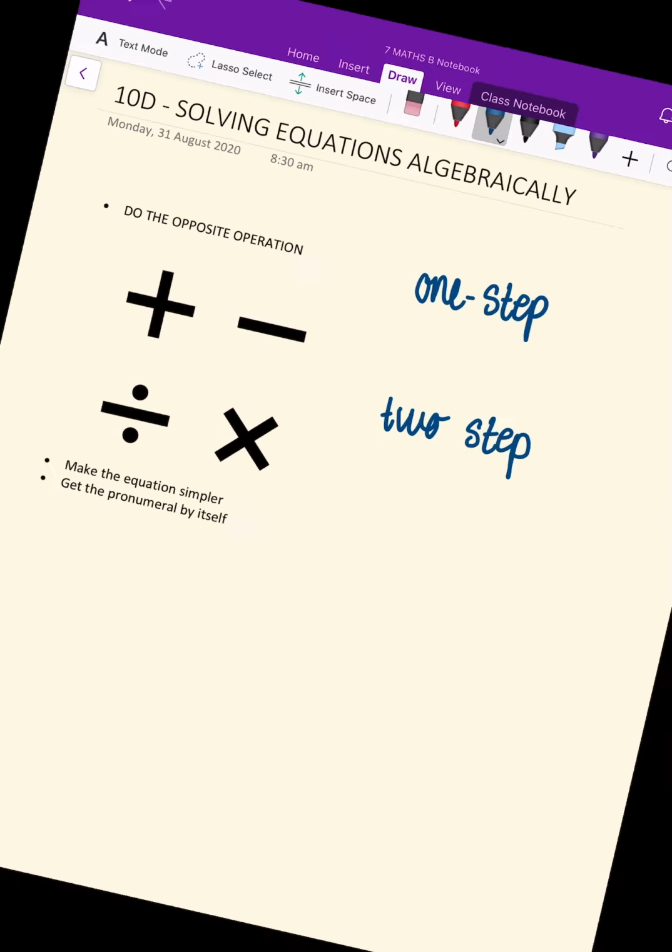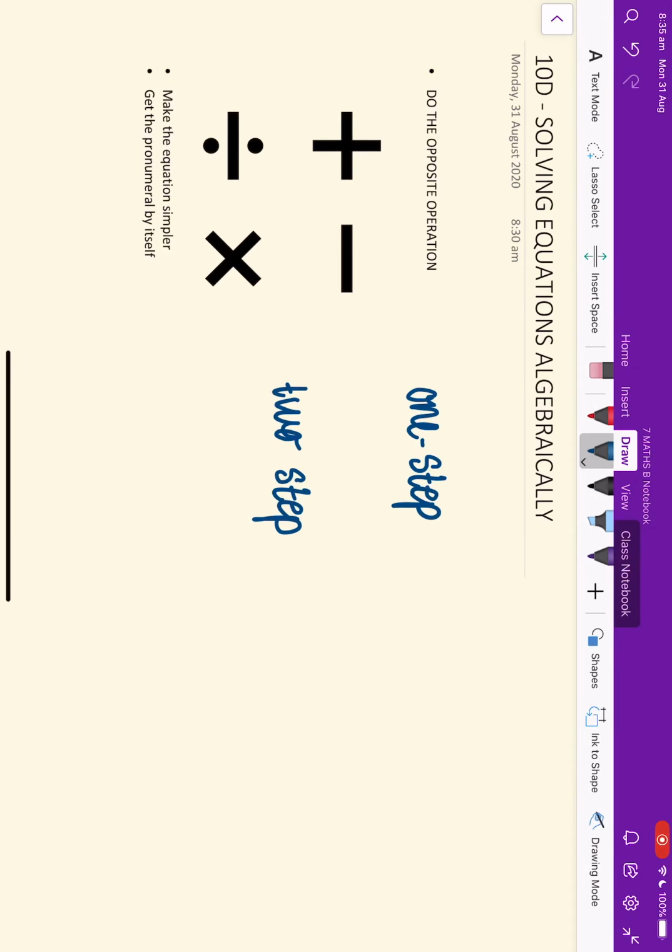In this video, we're going to work out how to solve equations algebraically, and this is based on chapter 10D in your textbook. There's a few things I want you to keep in mind before we start doing some worked examples. What we're going to do is the opposite operation. The opposite operation from adding is to subtract, and vice versa. The opposite operation from dividing is to multiply and vice versa.